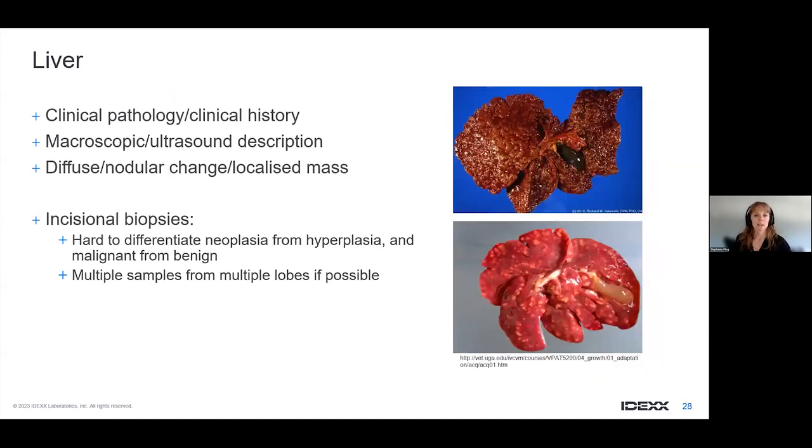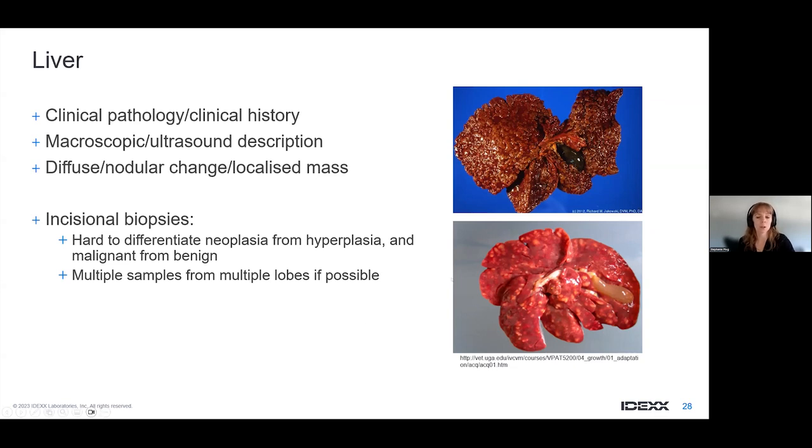Liver is again an example where the clinical information is really, really helpful. I've just given you 2 examples here. This is an example of a liver cirrhosis. This is an example of multiple abscesses in a rabbit. And it's really important to have the clinical information, such as ultrasound description, and also to mention whether it's a nodular change, a diffuse change, or more of a single mass.